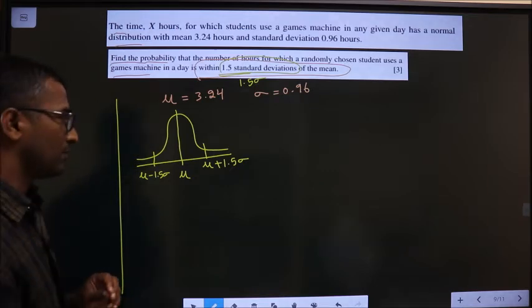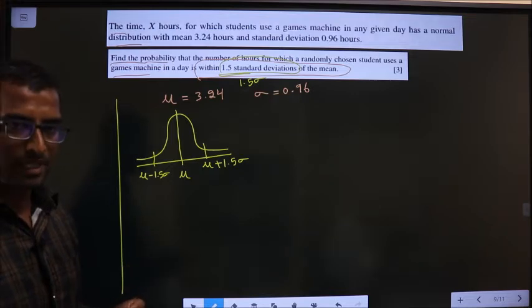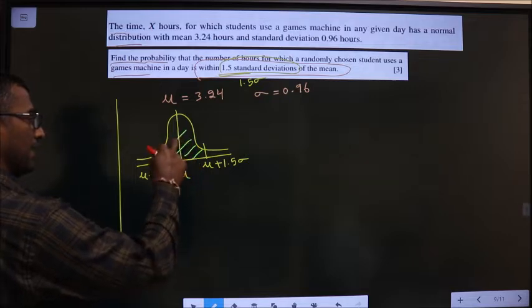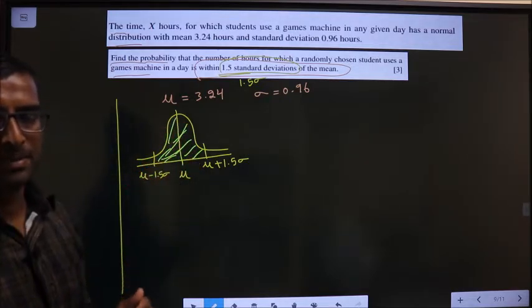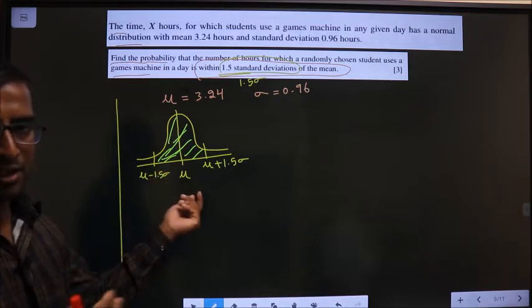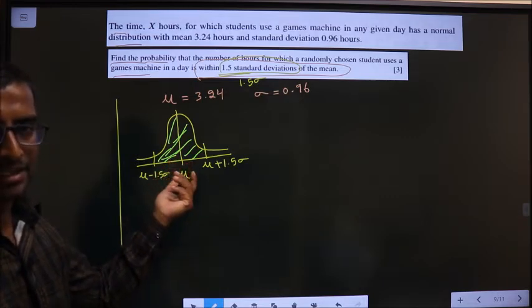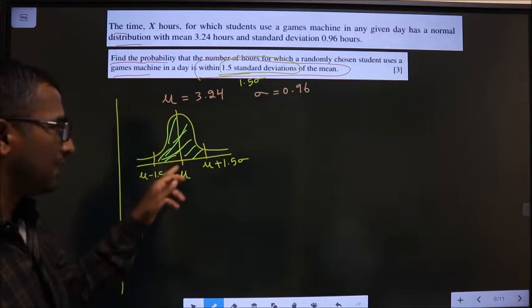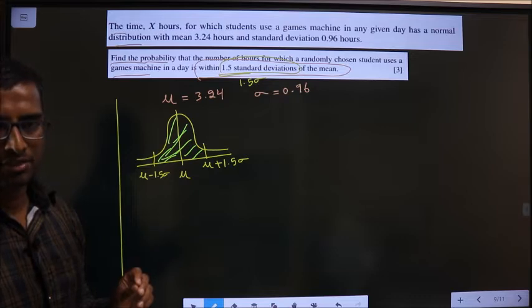Clear? Now, it's not mentioned whether to the left or right. That means we have to find this entire area. The area itself is nothing but the probability. Clear? Within means it could be either left side or the right side. So take both, find the area. Area itself is the probability. Clear? Now, how do I find this? This is similar to the between questions.